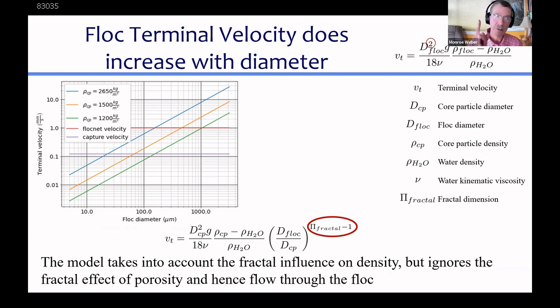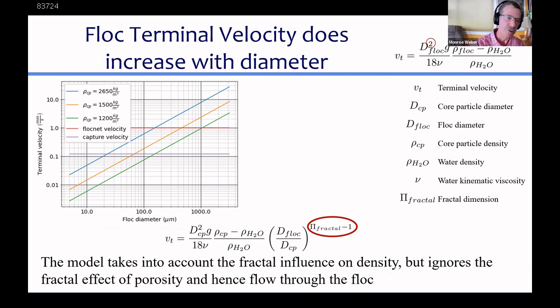Pi fractal is not 3. If it were, sedimentation tanks would be amazing. If pi fractal were 1, they wouldn't work at all. And we are in the middle ground where fractal dimension is about 2. And sedimentation does work. I wouldn't say it's amazing, but it's great, okay?